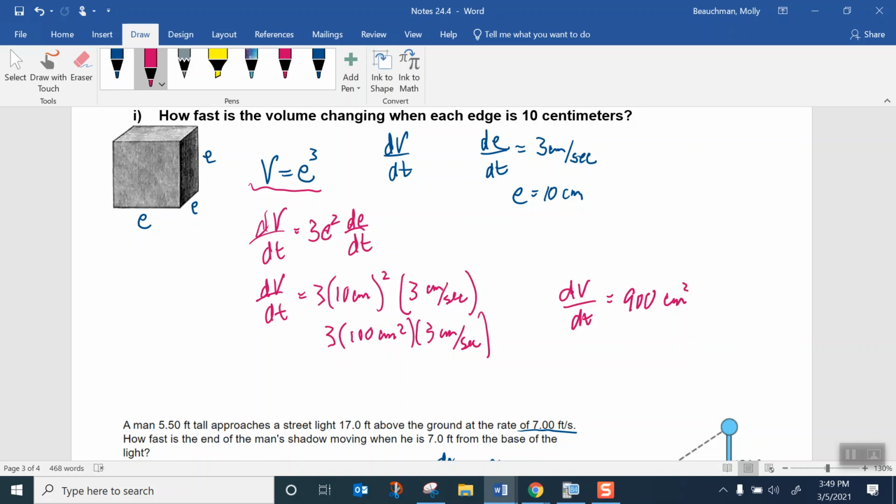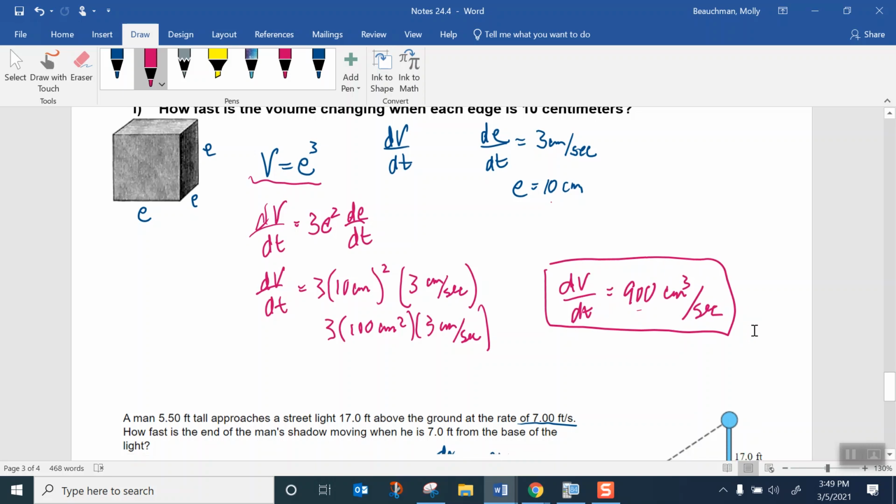cubic centimeters per second. So when the edge is at 10 centimeters, then the volume is growing at a rate of 900 cubic centimeters per second. If your cube was a cube of ice and it was melting, you would end up with a negative value because it would be shrinking. So if your rate of change is negative, then it's going to have a negative 3 centimeters per second.